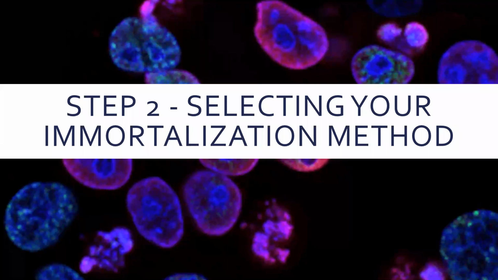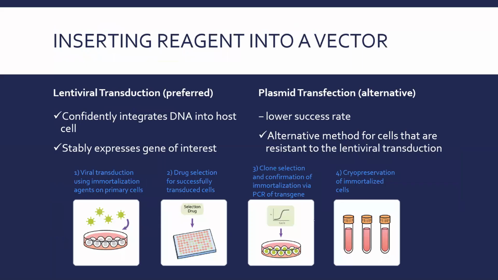And step 2 is the selection of your immortalization method. This involves inserting the reagent into a vector through two different methods. Lentiviral transduction is the preferred method, which involves cytoplasmic delivery of the gene of interest and a marker for antibiotic resistance. The antibiotic is added to the culture to select for successfully transduced cells. A range of dilutions of the lentivirus are performed in order to isolate individual populations that have the most ideal level of expression. This will eventually lead to the generation of monoclonal cell lines.